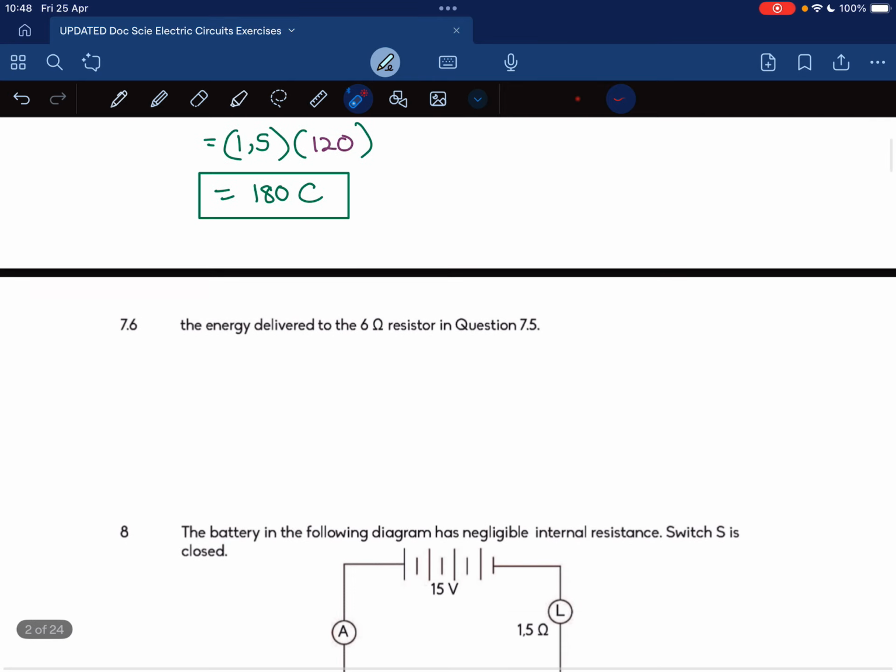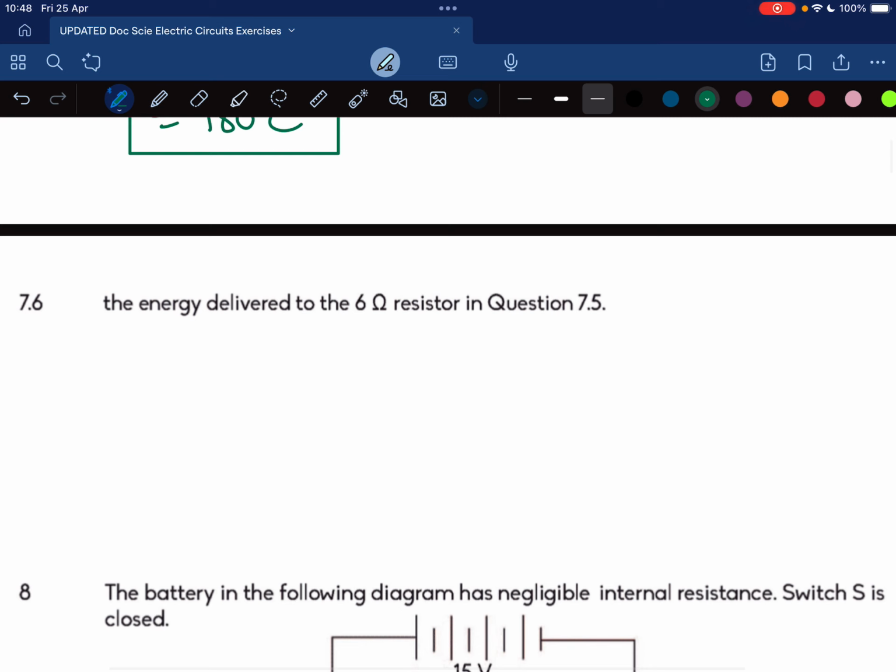Okay, then 7.6 talks about the energy delivered to the 6 ohm resistor. So now it's talking about the energy. Now the energy is the work. The work equation uses voltage, so that's what I need to use. I need to say, well, the voltage is equal to the work over charge.